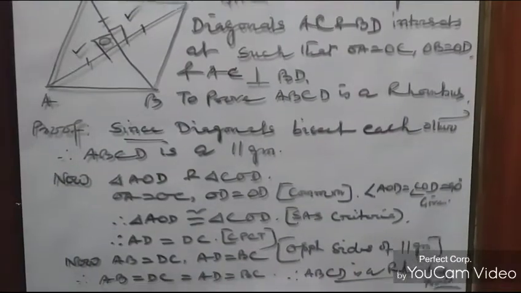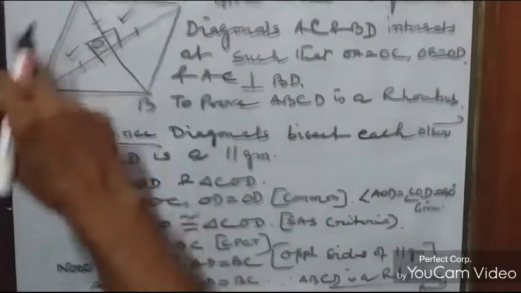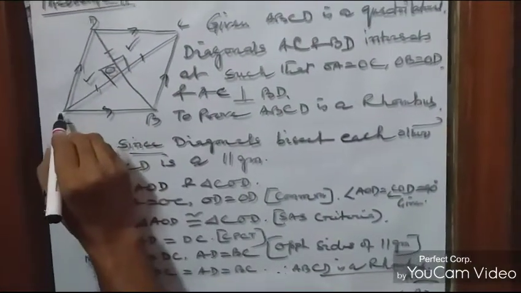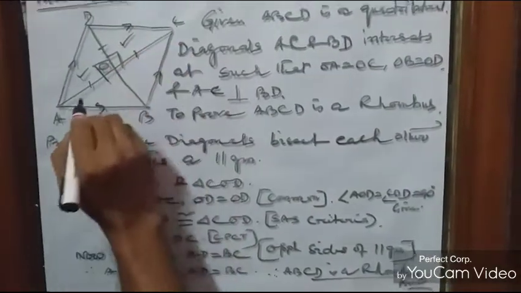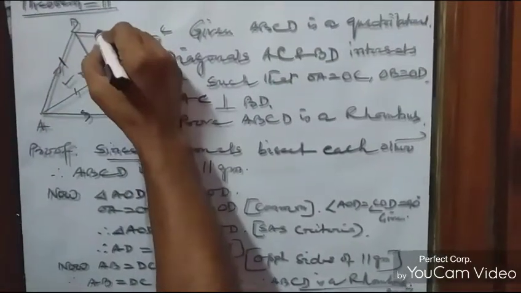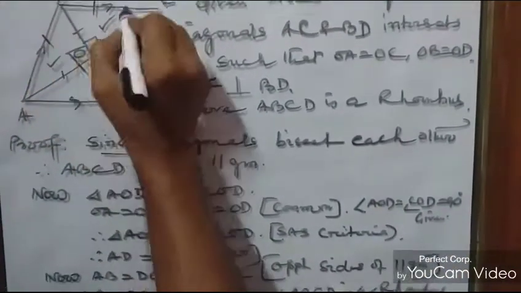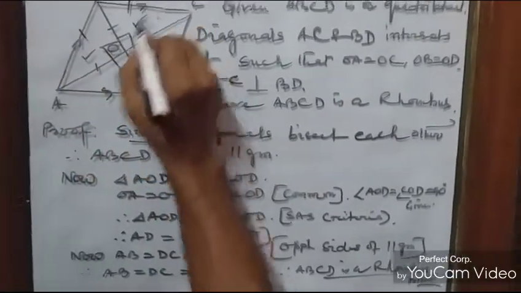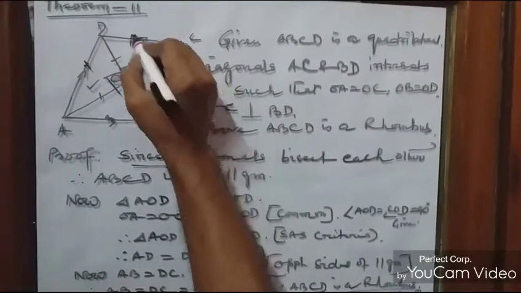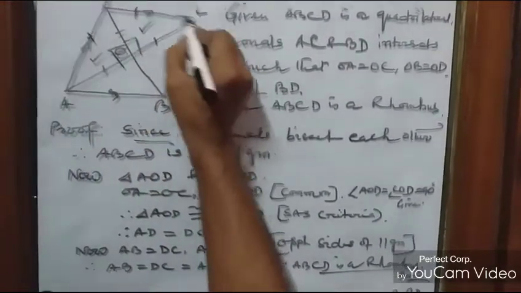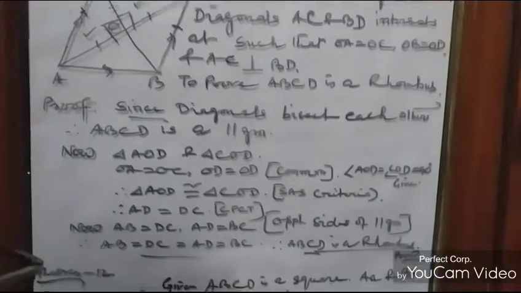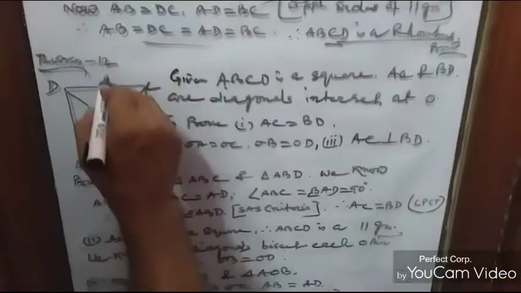This is CPCT. Now, as this is a parallelogram, opposite sides are equal and parallel, so AB equal to DC and AD equal to BC. Then we can conclude that all the sides are equal: AB equal to BC equal to CD equal to DA, that is, ABCD will be a rhombus. Next one, theorem number 12.